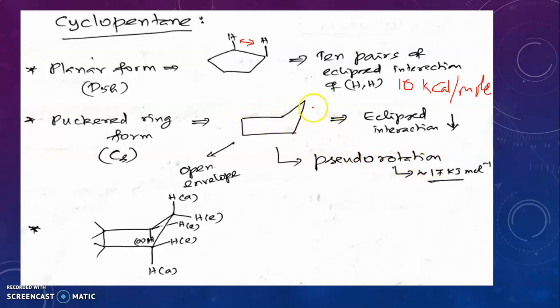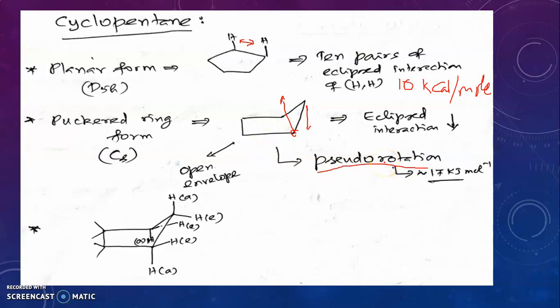What is meant by pseudo rotation? See, this carbon is above the plane, right? So in the gas phase, this carbon will go down and become planar. Once this becomes planar, the adjacent carbon may go up, and that carbon will come down, then this may go up. Like this, the skeletal movement will be there, also called skeletal vibration. This skeletal vibration is sometimes called pseudo rotation.